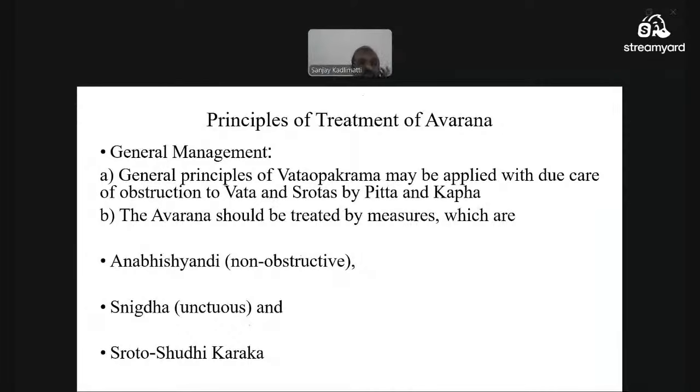Third treatment is srotoshodhaka. Swedana is srotoshodhaka. Amapachana is srotoshodhaka. Virechana is srotoshodhaka. Vamana is srotoshodhaka. Niruha basti is srotoshodhaka. Srotoshodhana in the form of langhana, srotoshodhana in the form of langhana pachana, srotoshodhana in the form of dosha avasechana, anything you can opt for based on your logical understanding of the avarana.